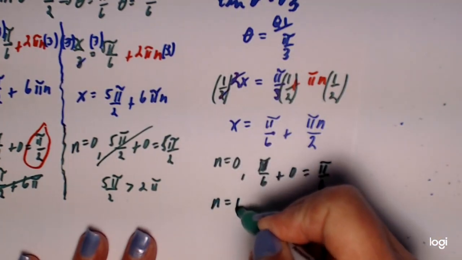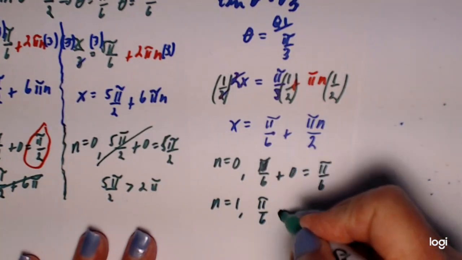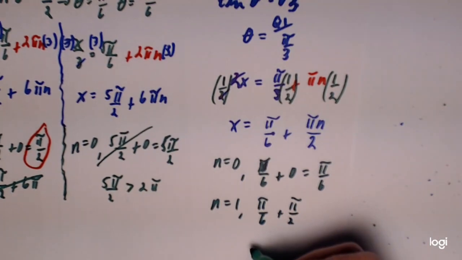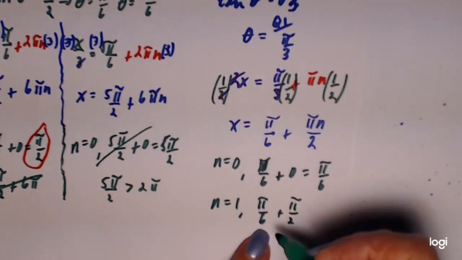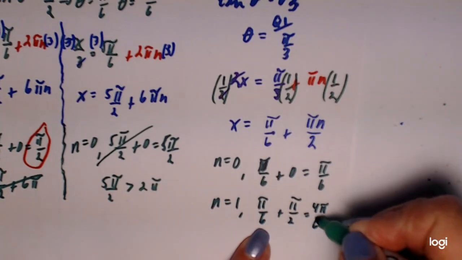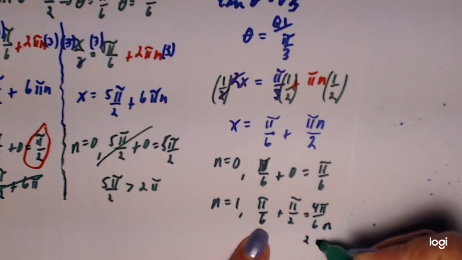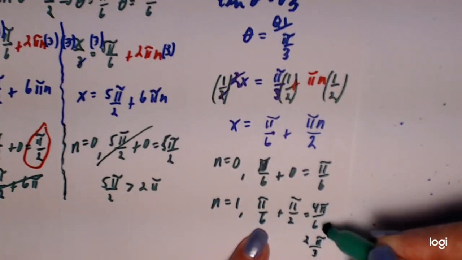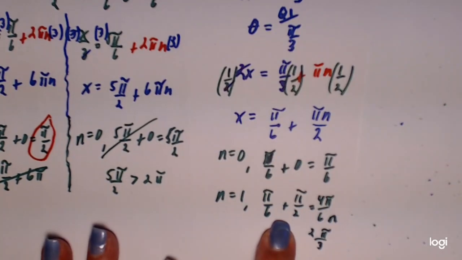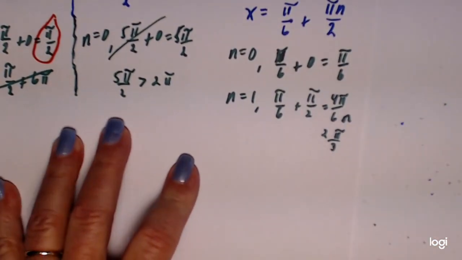Now when n is 1, we have pi over 6. When n is 1, we have plus pi over 2. And this will give us 4 pi over 6, which, when we reduce it, is 2 pi over 3. So be careful with your addition of fractions here. You're going to need to use a denominator of 6. I'm not going to go through all that because it's going to make the video way too long.